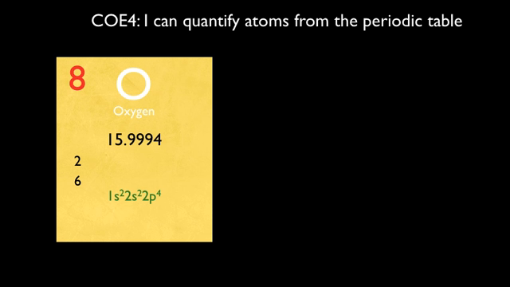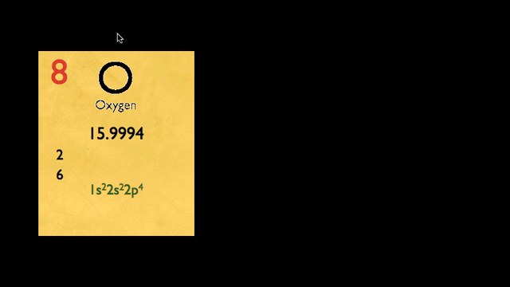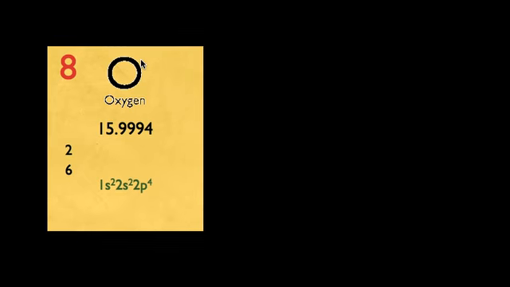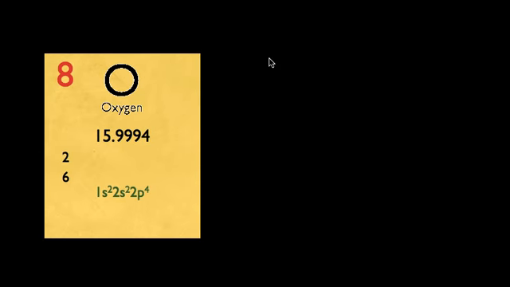Here's a short video for Chemistry of Earth number 4. I can quantify atoms from the periodic table. So here's our completed box for oxygen. So right up here, of course, is the symbol, and of course the name.